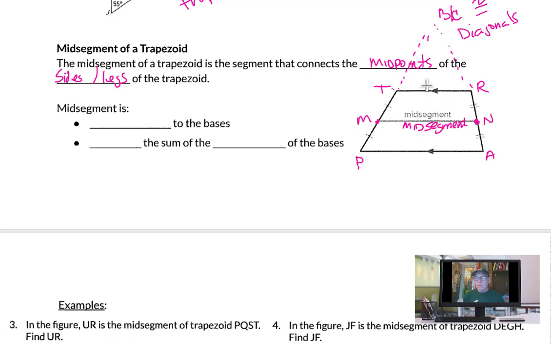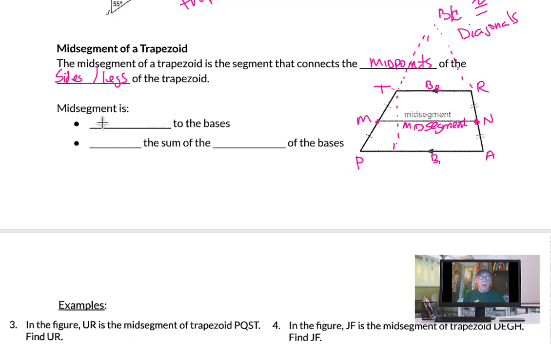This is where I started before, base 2 plus base 1. If we do base 1 plus base 2 divided by 2, we actually have the length of this mid-segment, and then that times the height, or the distance between these two bases, is a formula that we use to find the area of a trapezoid. If we know the mid-segment length and the altitude or the height, then we can calculate the area.